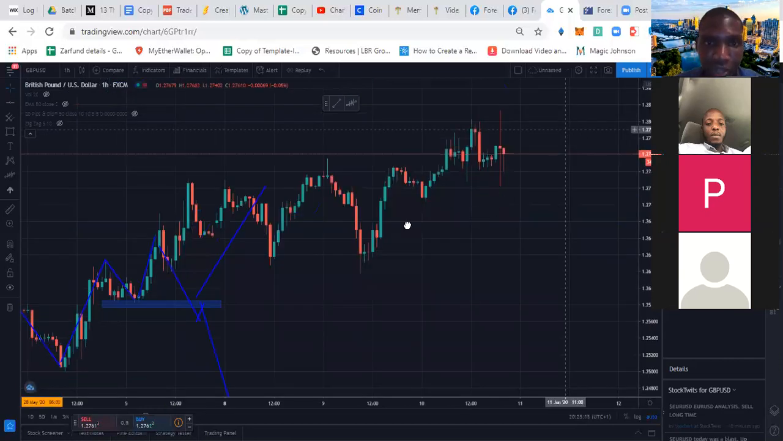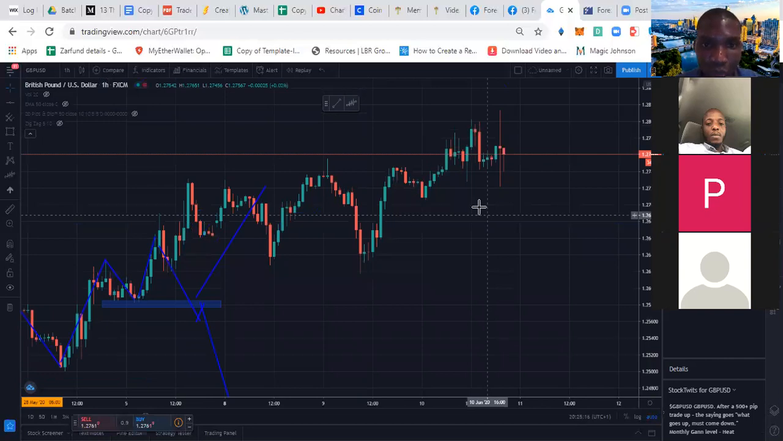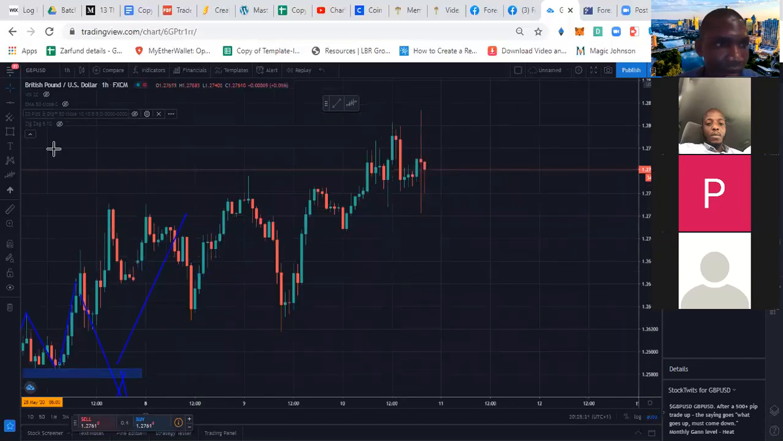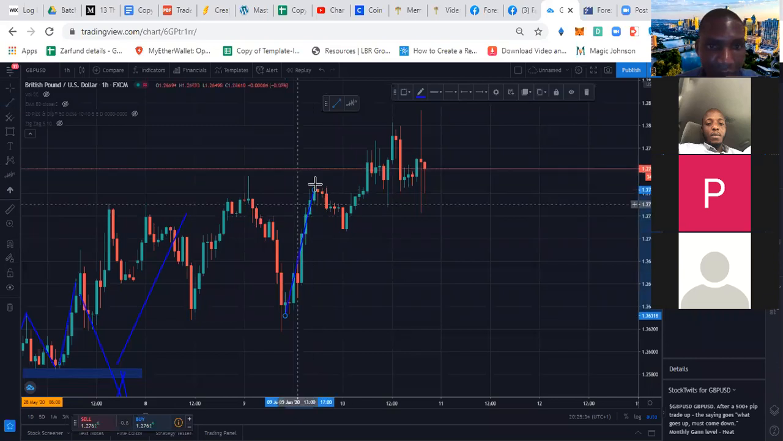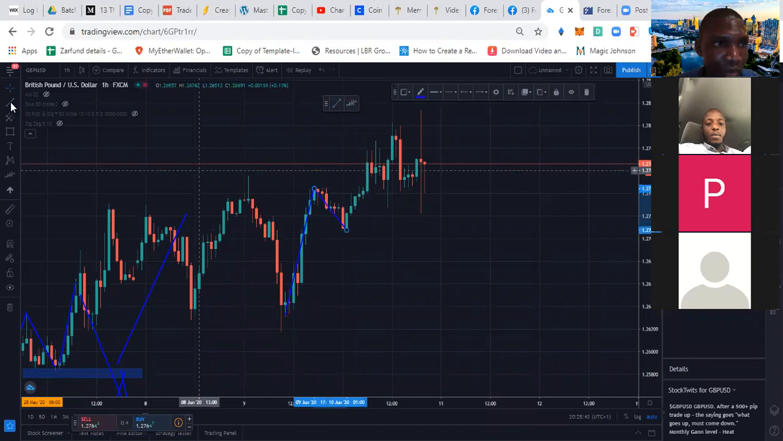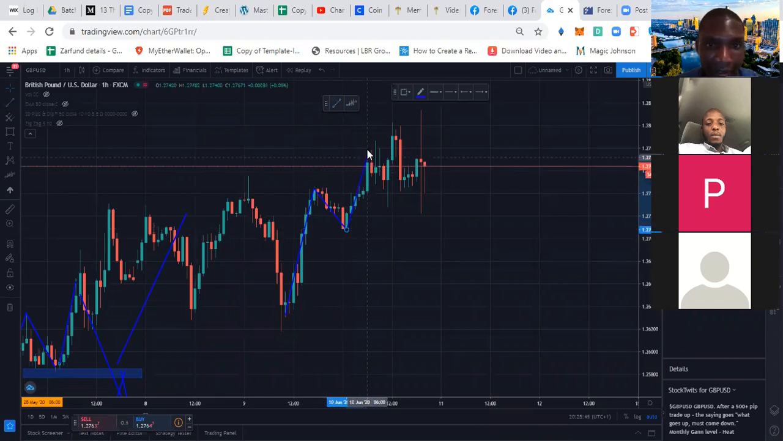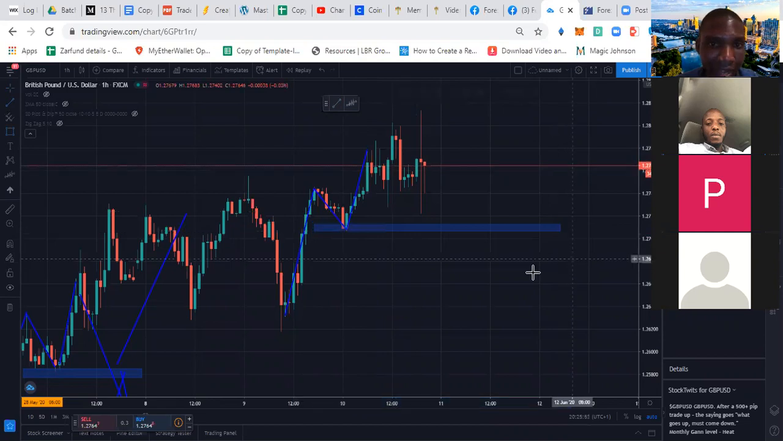All right, so this is GBP/USD. Let's see what we're expecting to see here. So we see a trend. GBP/USD was going up like this, and then it pulled back. Then it moved to a high. Once it moved to a high, this became our structure.